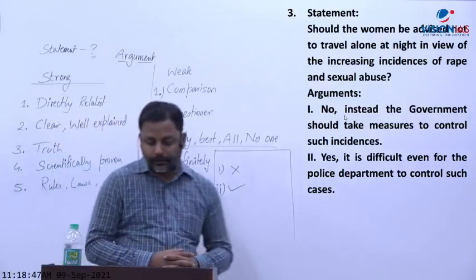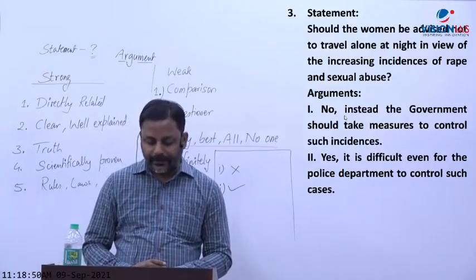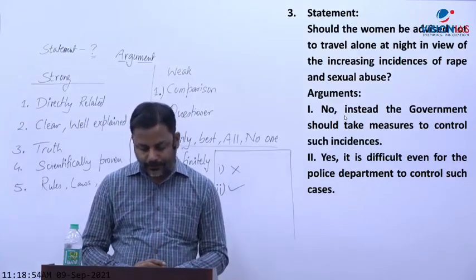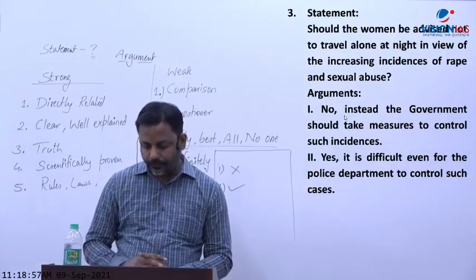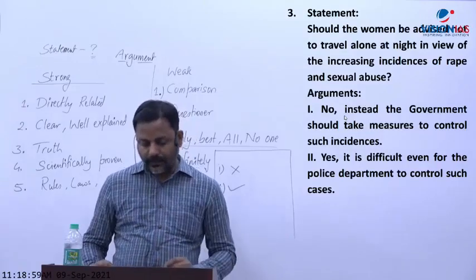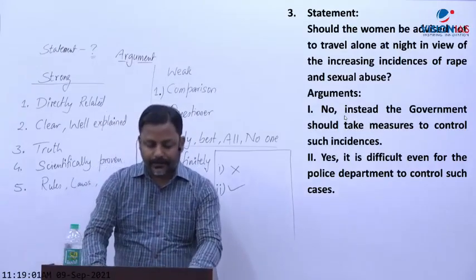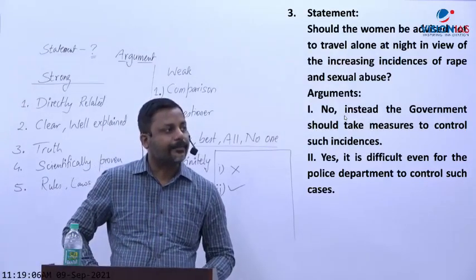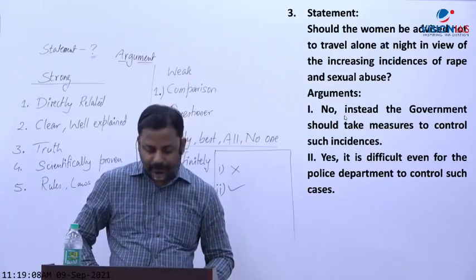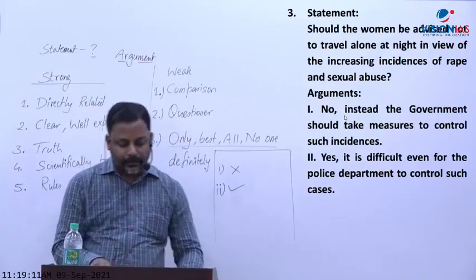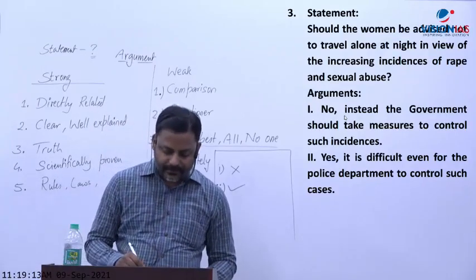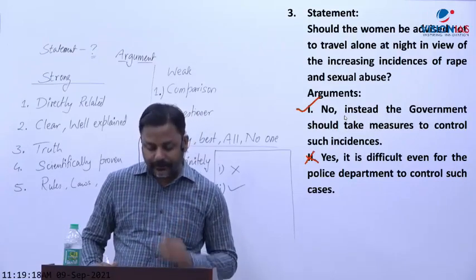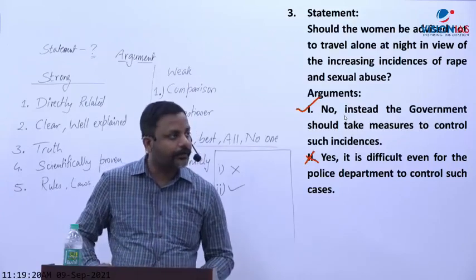So should the woman be advised not to travel alone at night in view of the increasing incidences of rape and sexual abuse? No. Instead, the government should take measures to control such incidences. Okay, the first one is strong, and second, yes, it is difficult for the police department to control such cases, is highly irrelevant. So that's why we will go for 1 only.